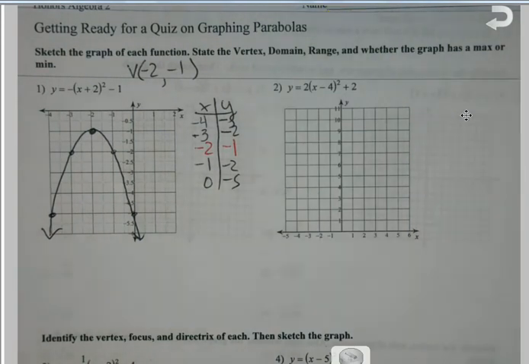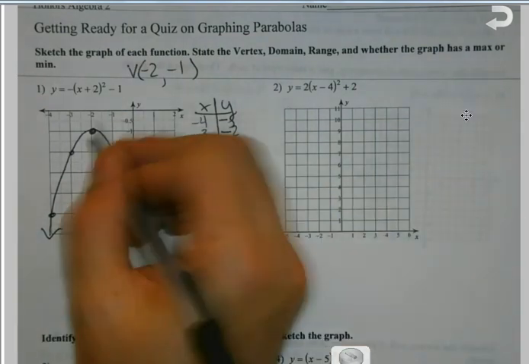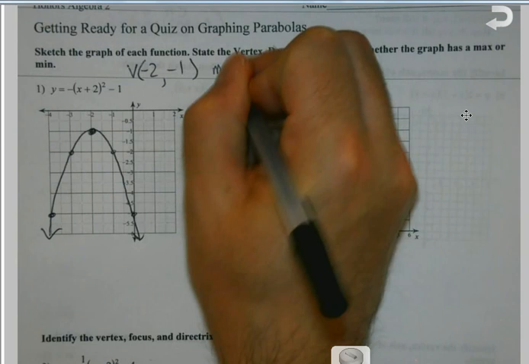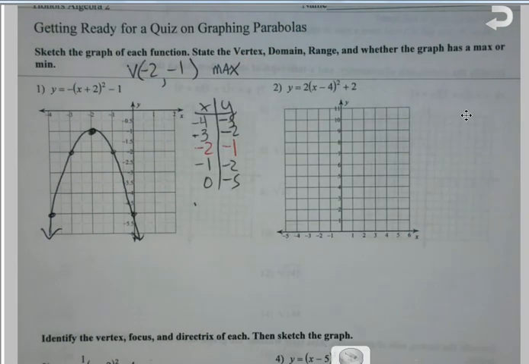So I can answer some of the other questions, like, does it have a max or a min? Well, when it opens down, that's always going to be a maximum. We already did the vertex.